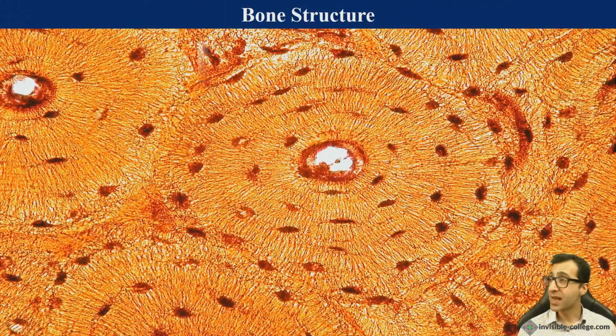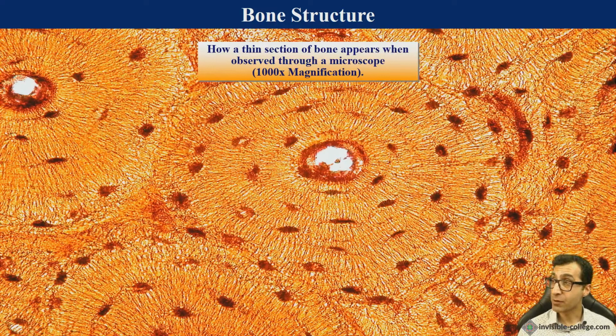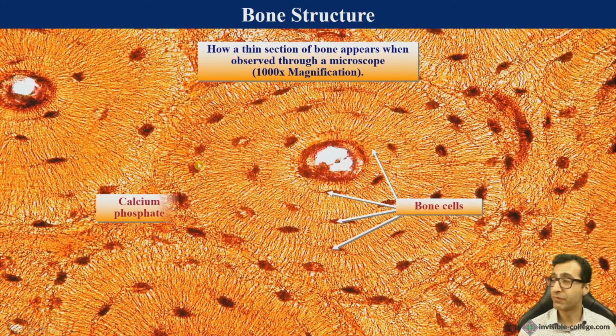So here we can see a section of bone tissue at 1,000 times magnification through an optical microscope, and here we can see the bone cells, or the osteocytes. Now the osteocytes will secrete a mineral substance called calcium phosphate, and you can see that here. And this organization is what gives the bone tissue its rigid structure.